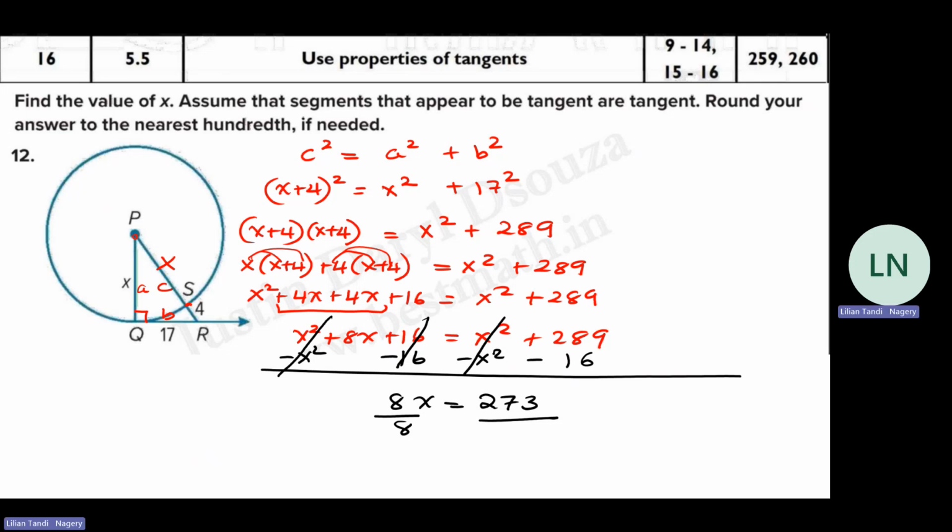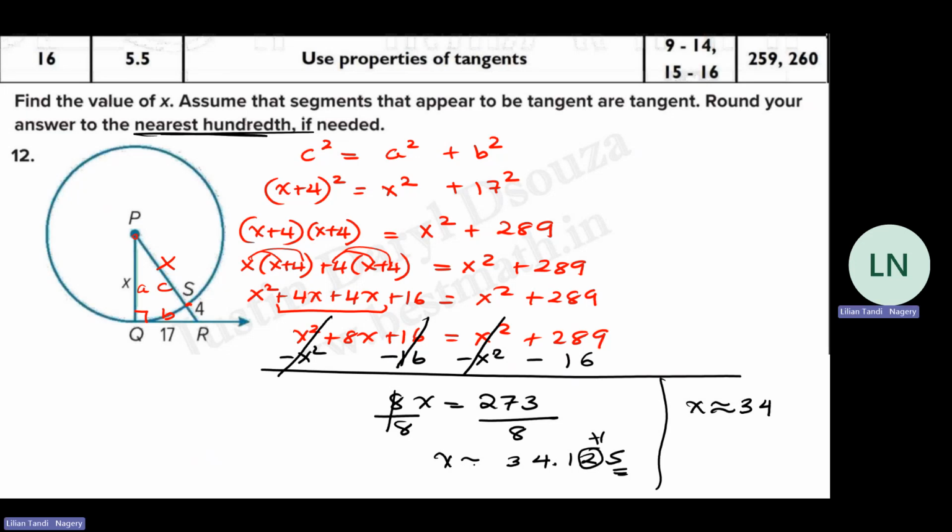And we were told we can round to the nearest hundredth. So the question said here round to the nearest hundredth. So divide by 8 both sides. X is approximately 34.125. Circle 2, add 1, and our answer is X is approximately 34.